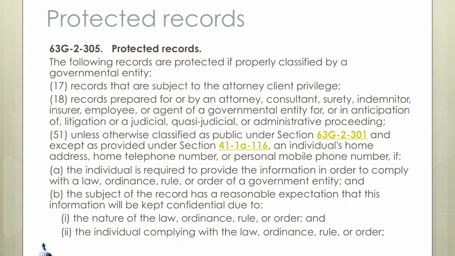And then number 51, which is on the slide, is an individual's home address, home phone number, and personal mobile phone number if the individual is required to provide the information in order to comply with a law, ordinance, rule, or order of a governmental entity, and the subject has a reasonable expectation that this information will be kept confidential. This is designed to prevent requests that will be used for solicitation purposes. So if someone is required to provide their home address and phone number, then it's protected.